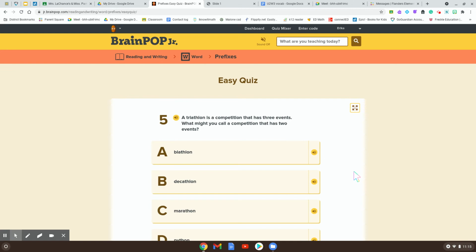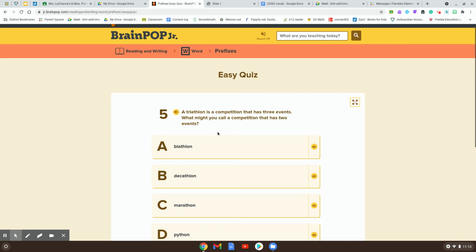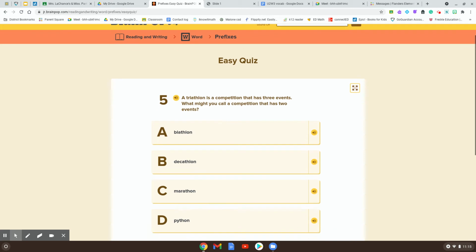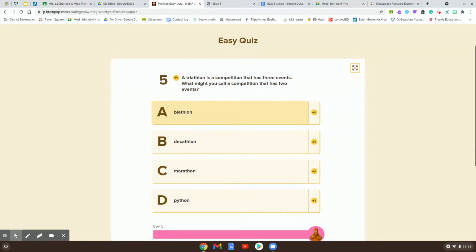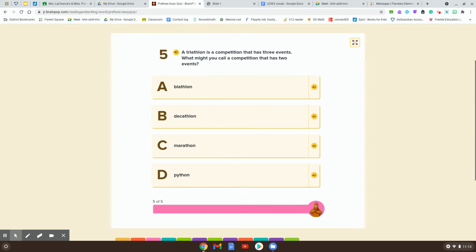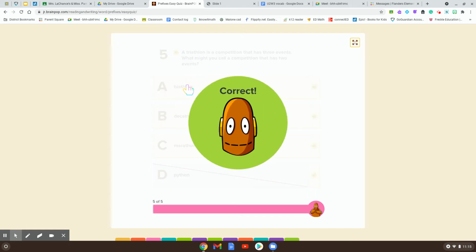Last one. A triathlon is a competition that has 3 events. Hence, tri. Tri means 3. What might you call a competition that has 2 events? Biathlon, decathlon, marathon, or python? Biathlon.